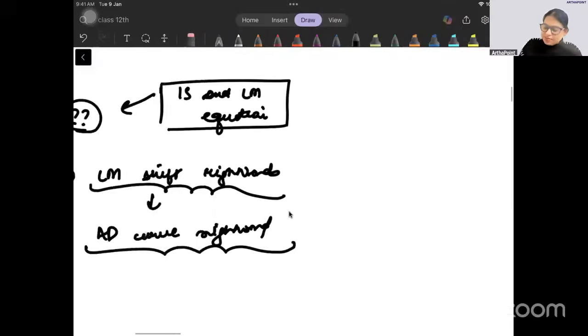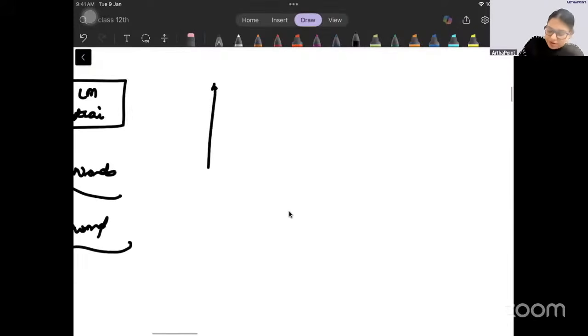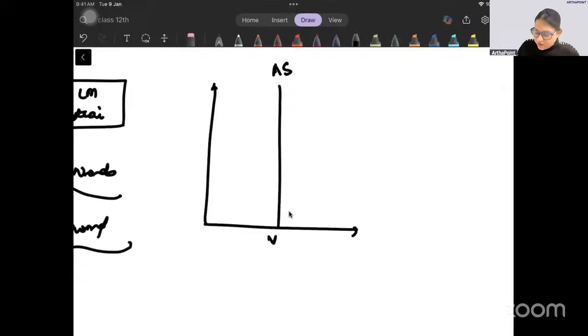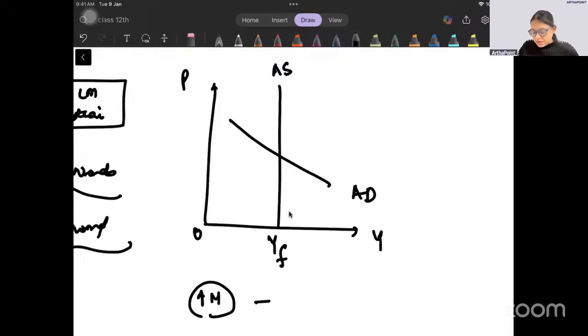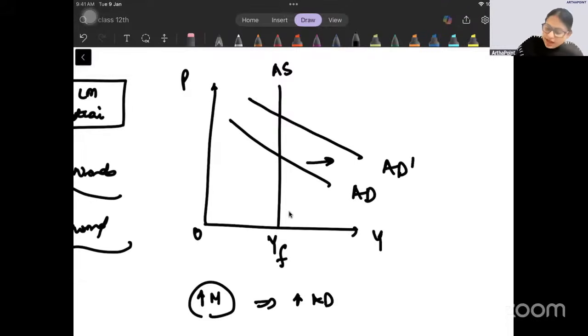तो basically हम इसको कैसे depict कर सकते हैं? How can we depict this? That there is an aggregate supply curve which is already at full employment level, क्योंकि output तो change नहीं हो सकता. This is my P and Y. This is my aggregate demand. When there will be increase in money, it will increase aggregate demand. Aggregate demand will shift rightwards and we will move from equilibrium point A to B.